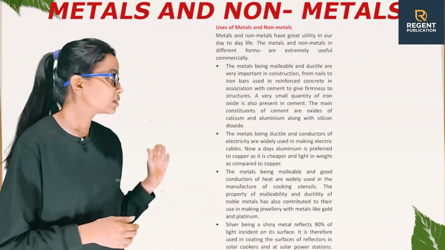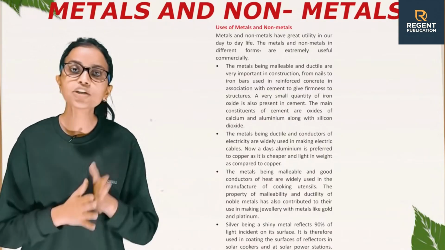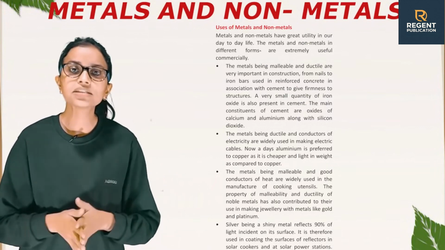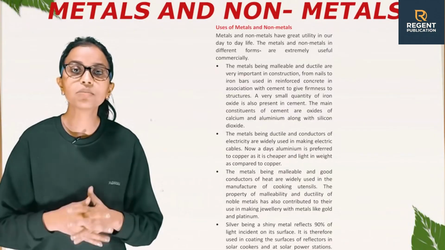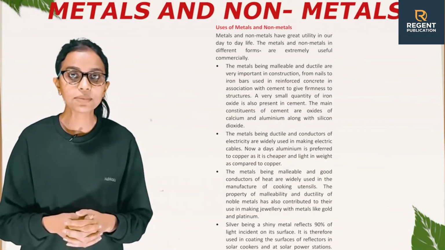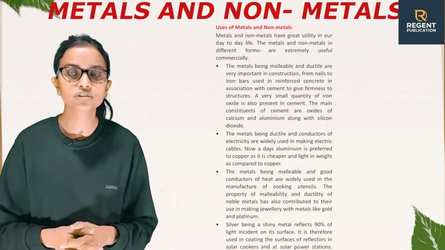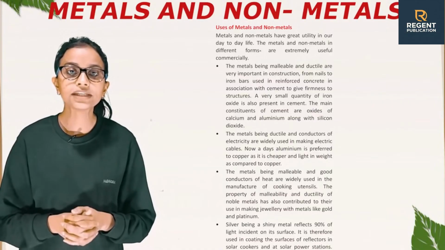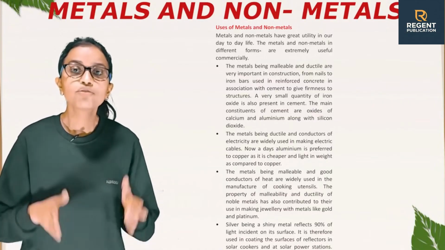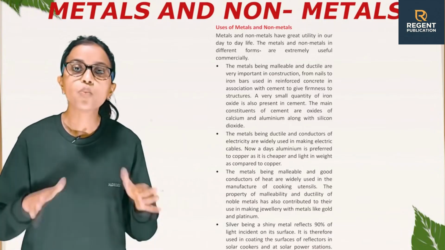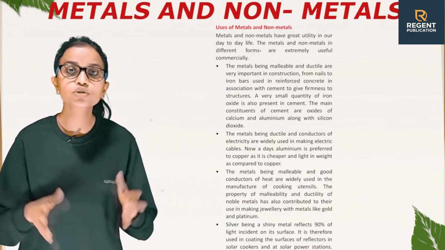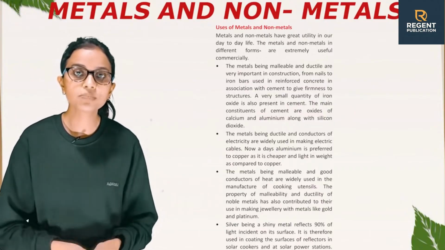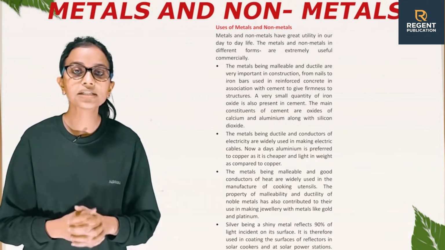Now, uses of metals and non-metals. Metals and non-metals have great utility in our day-to-day life. The metals and non-metals in different forms are extremely useful commercially. The metals being malleable and ductile are very important in construction, from nails to iron bars used in reinforced concrete in association with cement to give firmness to structures. A very small quantity of iron oxide is also present in cement. The main constituents of cement are oxide of calcium and aluminium along with silicon dioxide.